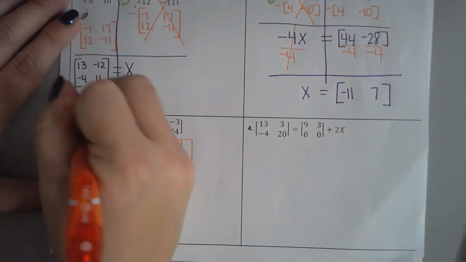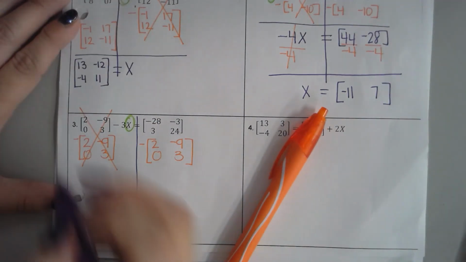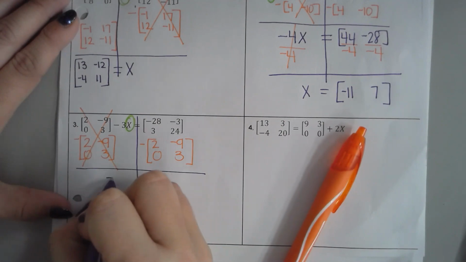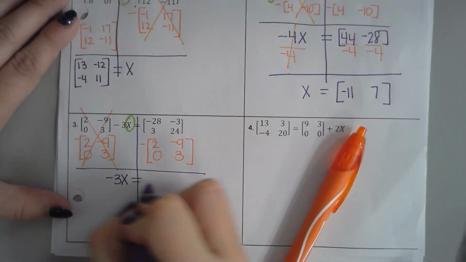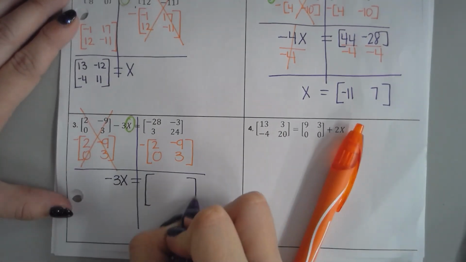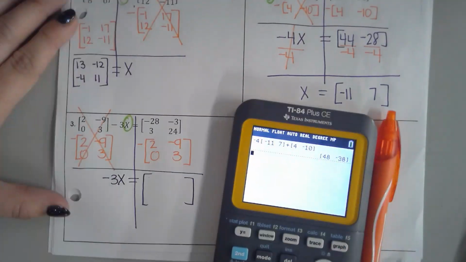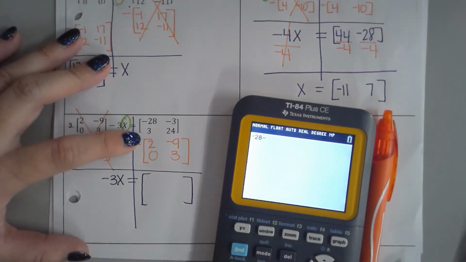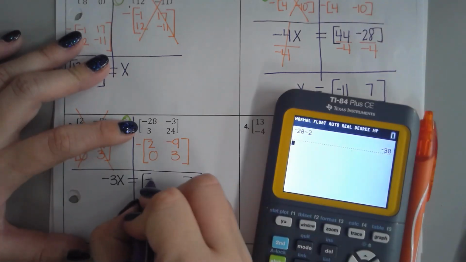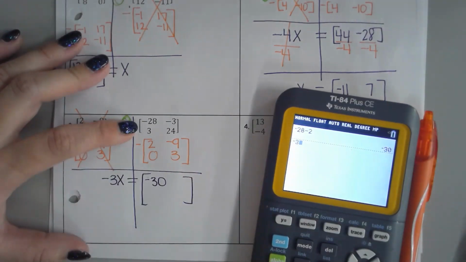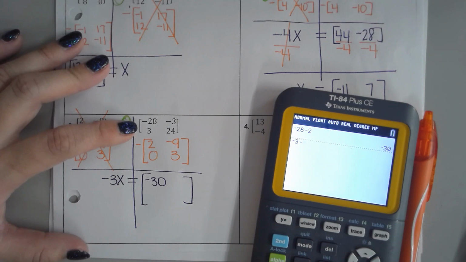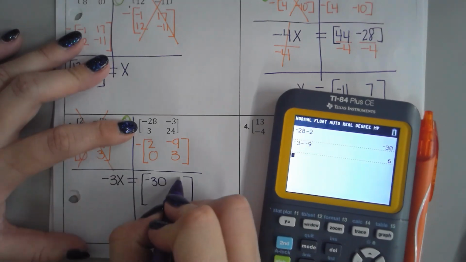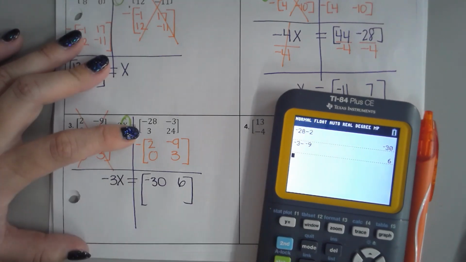Which causes those to cancel. So I can do individual if I want. -28 minus 2. You might can even do these in your head. -3 minus -9. Wait, why are the bottom two count?